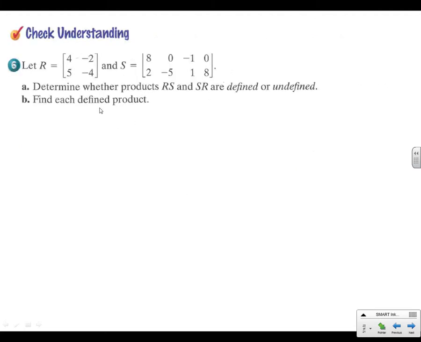So see if you can figure out whether we're able to do r times s and able to do s times r, whether they're defined or undefined. And if we can do it, go ahead and multiply it all the way through and figure out what the result would be.